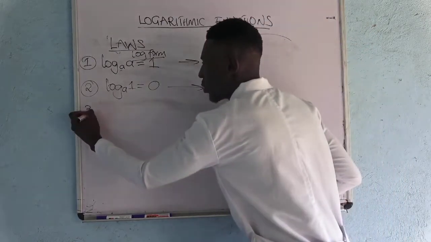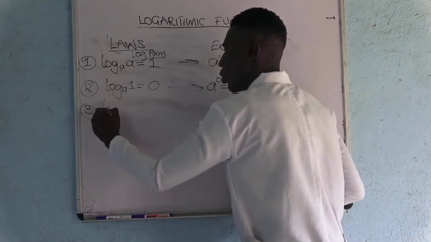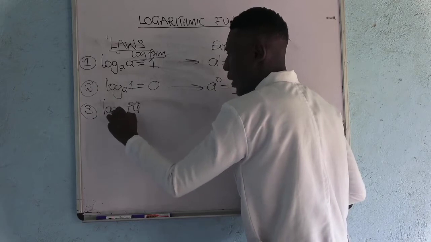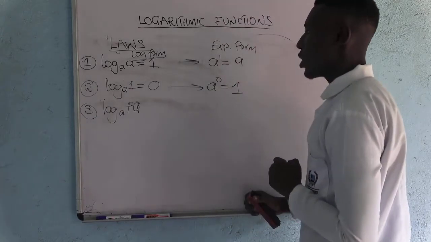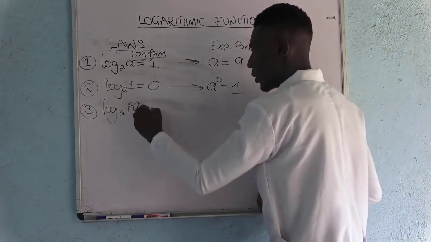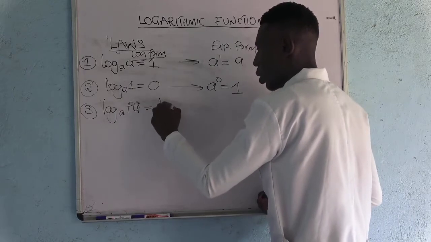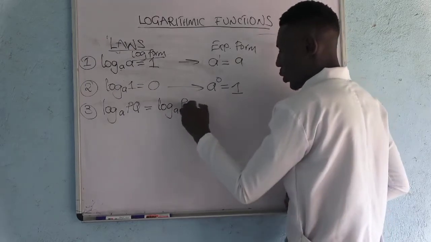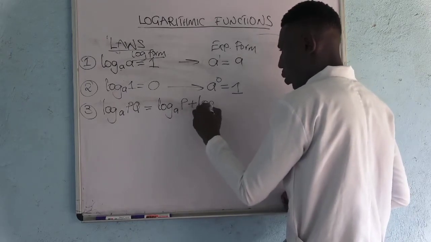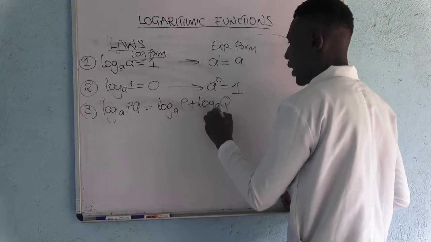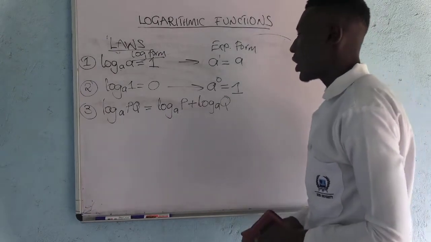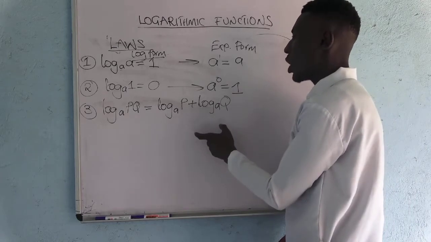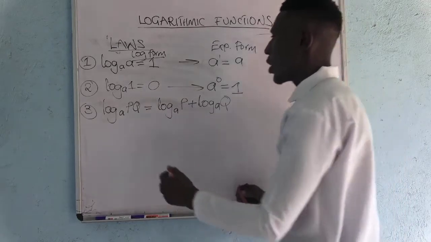Then the next one is when you have log of pq base a, like that. What you're simply going to get is log of p base a added to log of q base a. You only do this if the bases are the same. So it can be in this form and you're required to change it into that form.